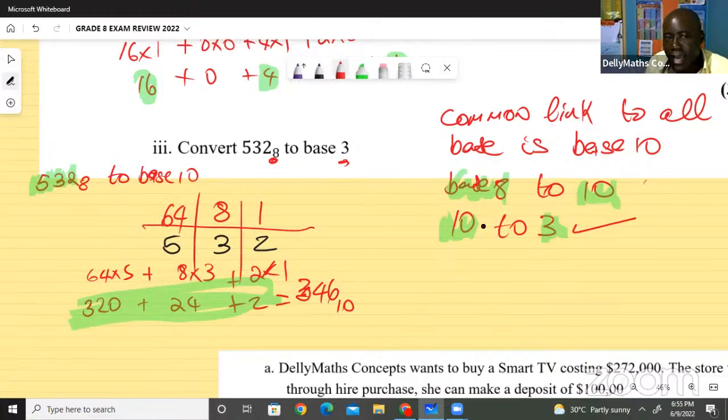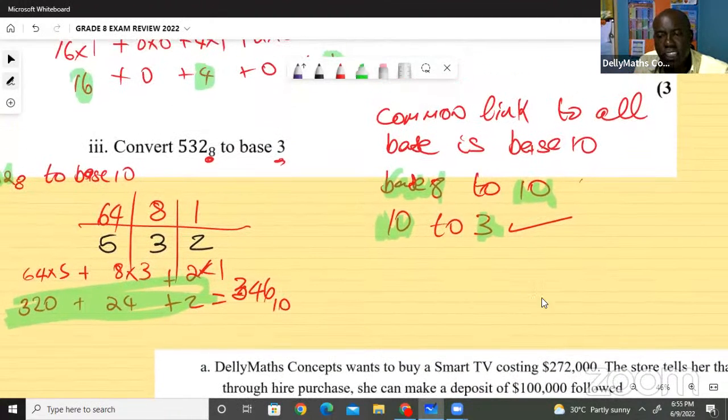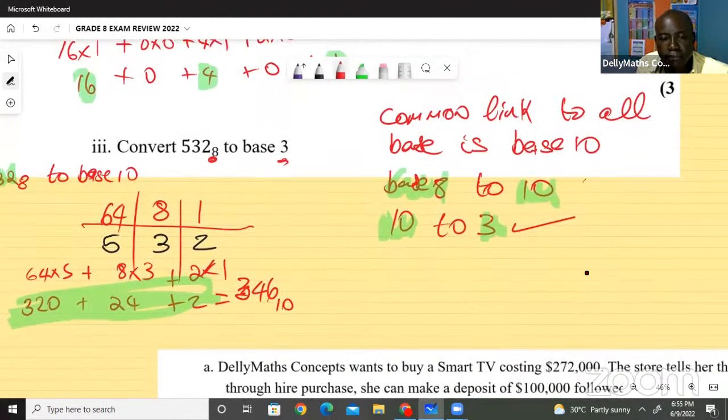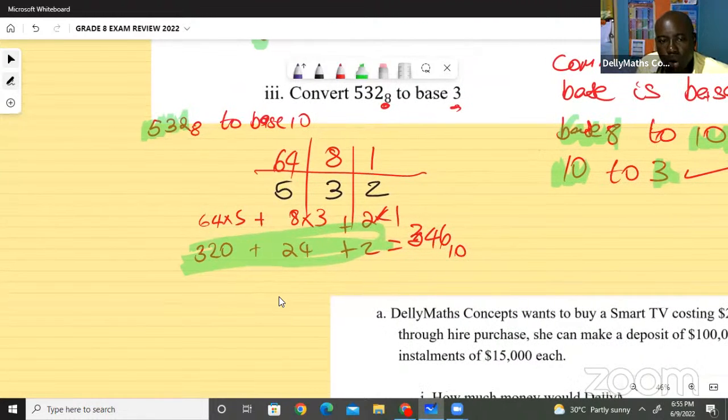Remember, the idea is that you're moving from base 8 to base 3. There is no direct link to that. So it means that you have to take the time to move from base 8 to base 10, and then you move it from base 10 to base 3. We are at that section now where we're going to move it from base 10 to base 3, and then we would have been finished. So let us look at that. Base 10 to base 3. I'm going to put it at the side. So we're going to base 3 now.